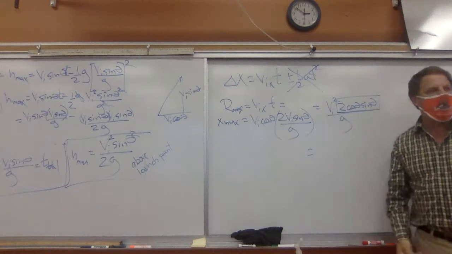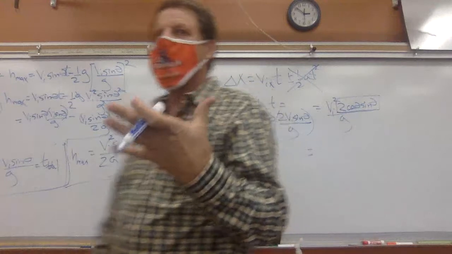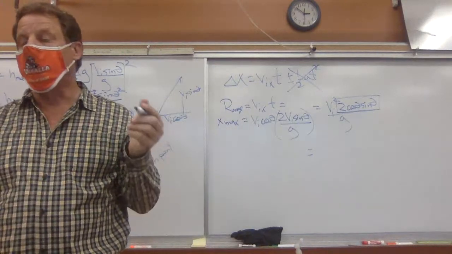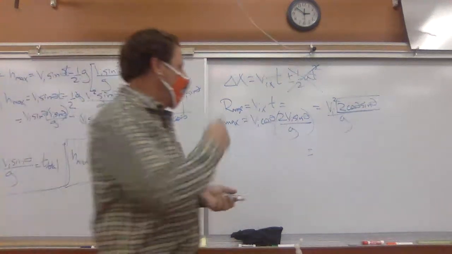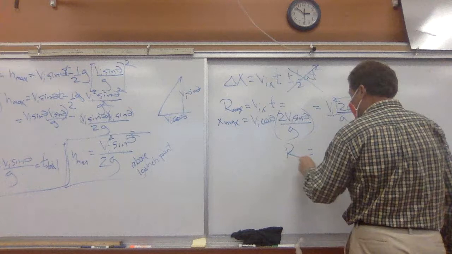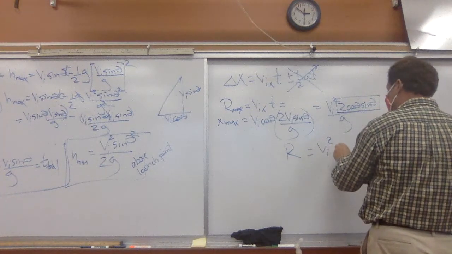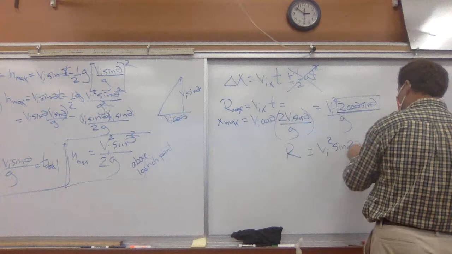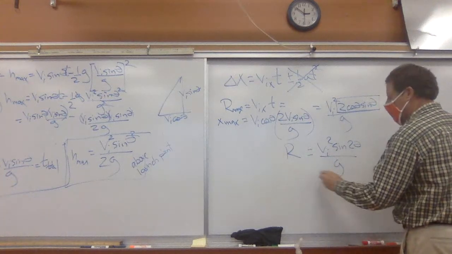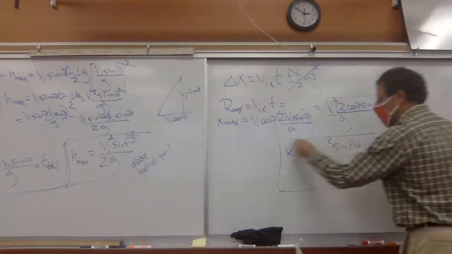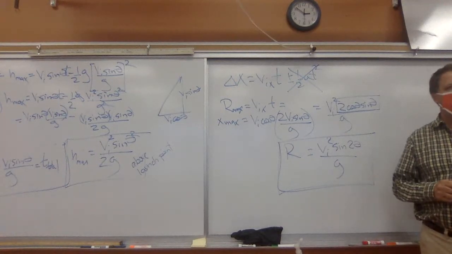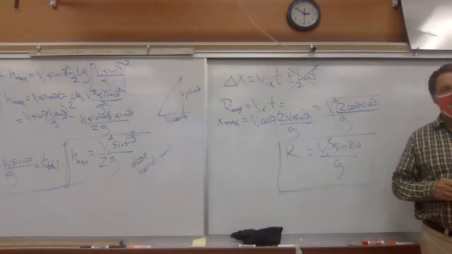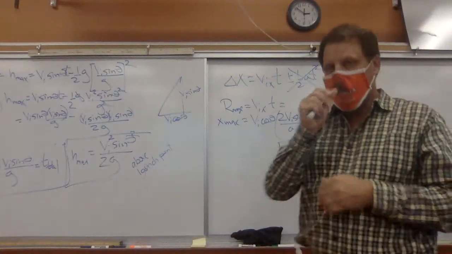That is a trig identity that's equal to sine 2 theta. So what we can see here is our range is going to equal Vi squared sine 2 theta over g. All right, makes sense?